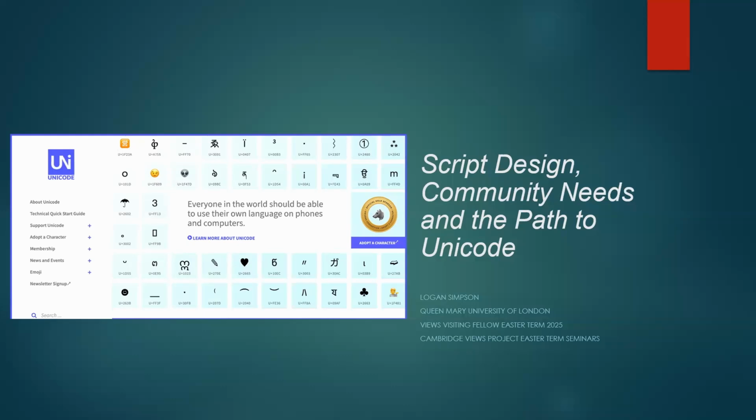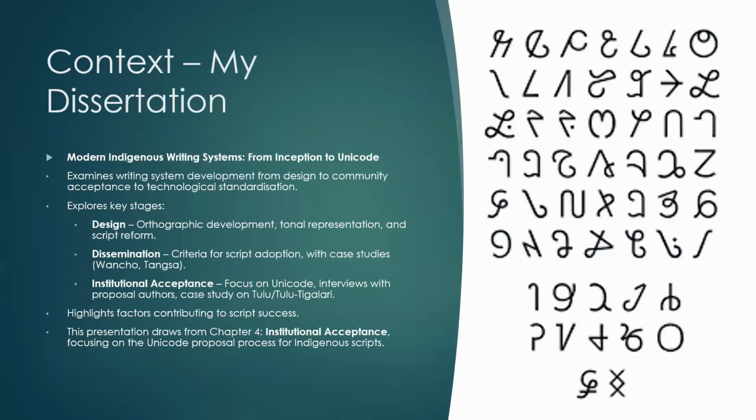So, before I talk about my presentation today, I'll just give a bit of background information about my dissertation in general and where this came from. As Pippa said, my dissertation dealt with newly invented writing systems, specifically for Indigenous languages, and how they can be successful. By successful, I mean successfully designed and successfully disseminated in the community, leading all the way up to technological standardization. My dissertation was split into three main chapters: design, dissemination, and institutional acceptance.